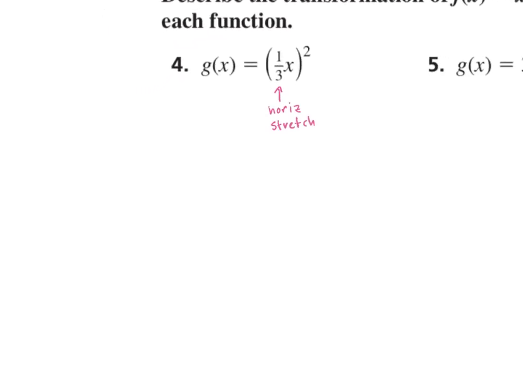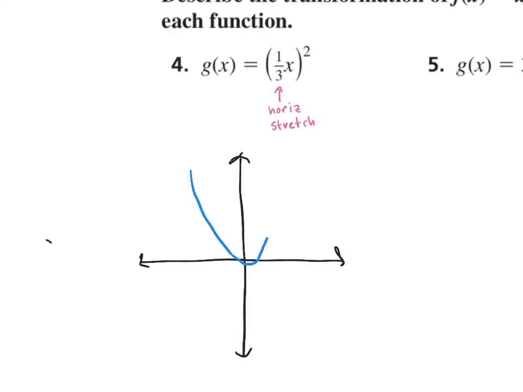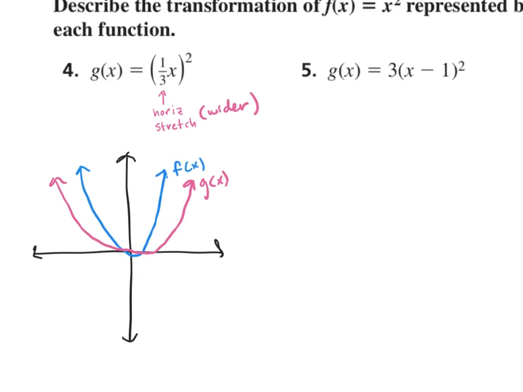And then that's the only transformation happening, so we can go and graph our f of x. Will look like this. And then a horizontal stretch means that we're stretching it out horizontally, so we're making it wider. So our graph will look like this. Any questions on that one?